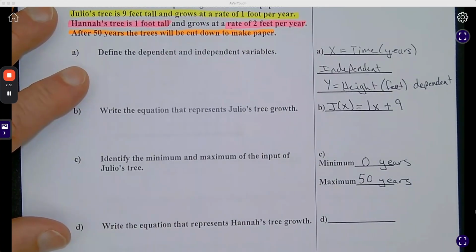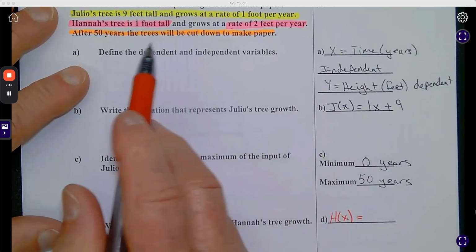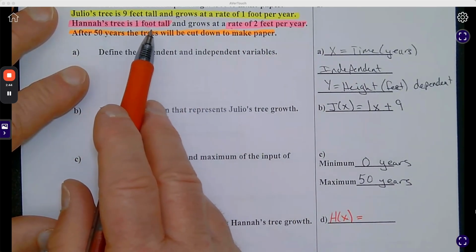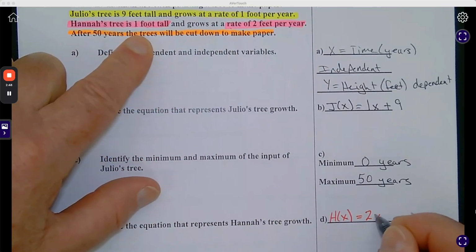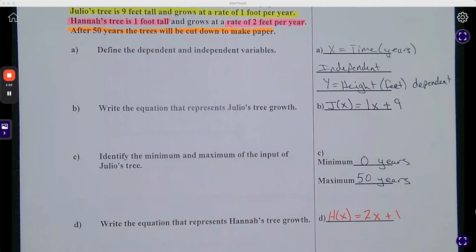Now let's write an equation for Hannah. Okay, so Hannah, I'm going to call that h of x. Notice Hannah's tree is 1 foot tall when she planted it, and grows at a rate of 2 feet per year. So there's Hannah's equation.